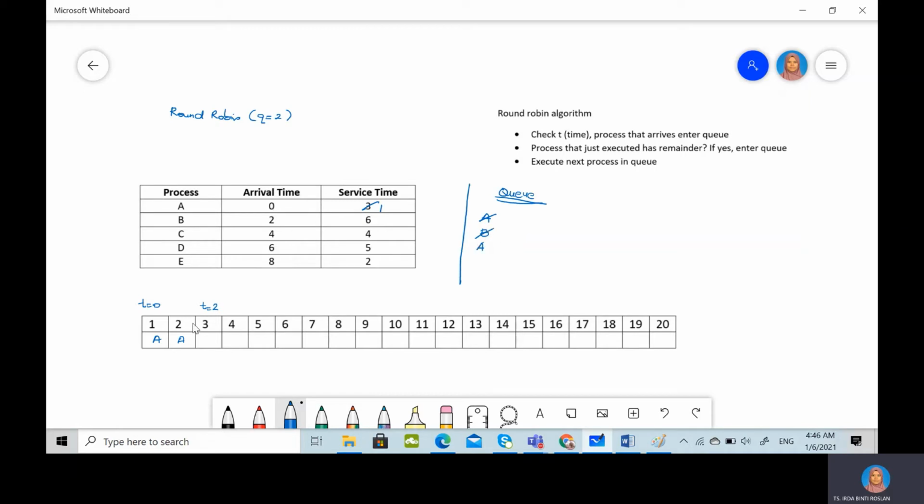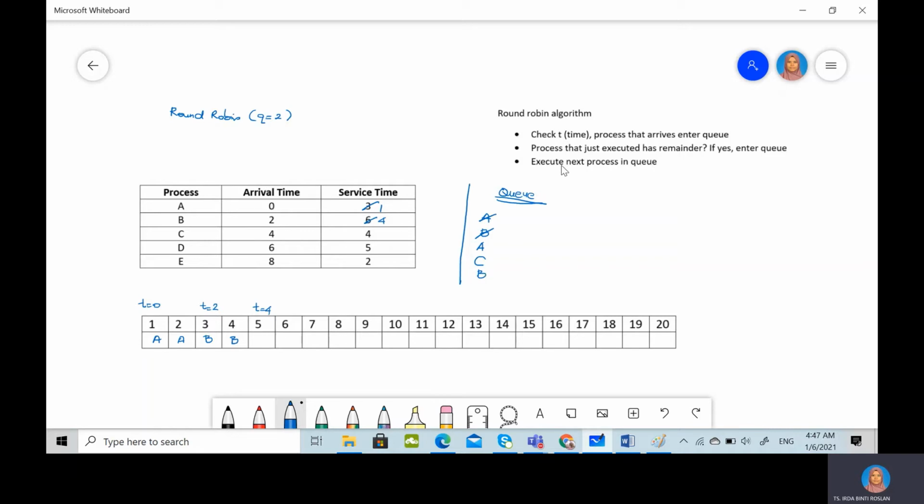Execute B. Remember to execute 2 service time. Next check the time: t equals 4, C arrives. Put C in Q and then check whether B has remaining. B has remaining 4, 6 minus 2, so put it in Q.